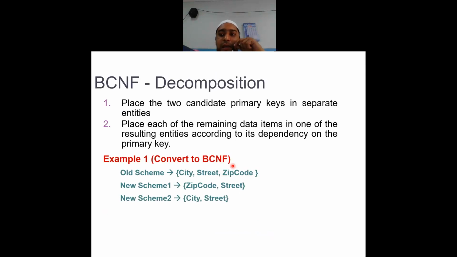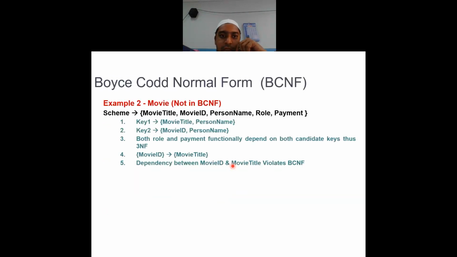Within 5 minutes, the class is going to end. Let us see the second example also, so that it will be more clear for everyone. I have been given over here one schema: movie title, movie ID, person name, role, and payment. Now they have given us two candidate keys: movie title, person name, and movie ID, person name. These two are the candidate keys.